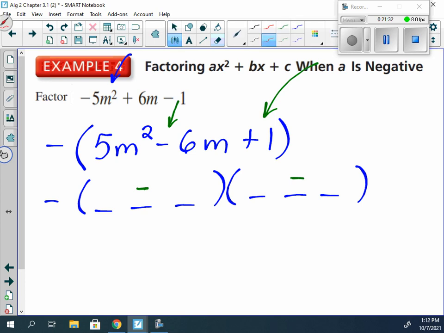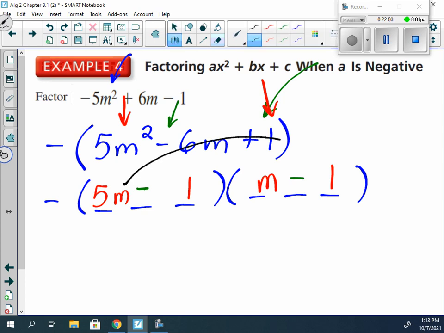And lastly, we need to look at the factors of the first term, guys. So we can have 5m and m, because the only factors of m squared are m and m. The only factors of 5 are 5 and 1, so we'll have 5m and just m. Now the factors of 1 are 1 and 1.